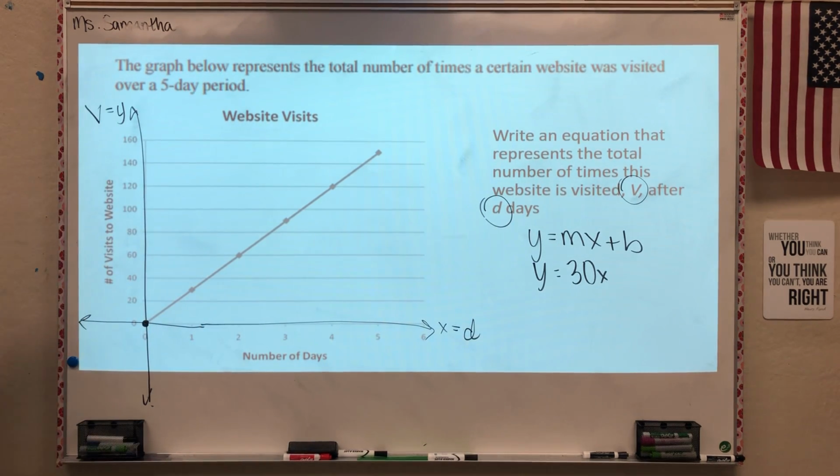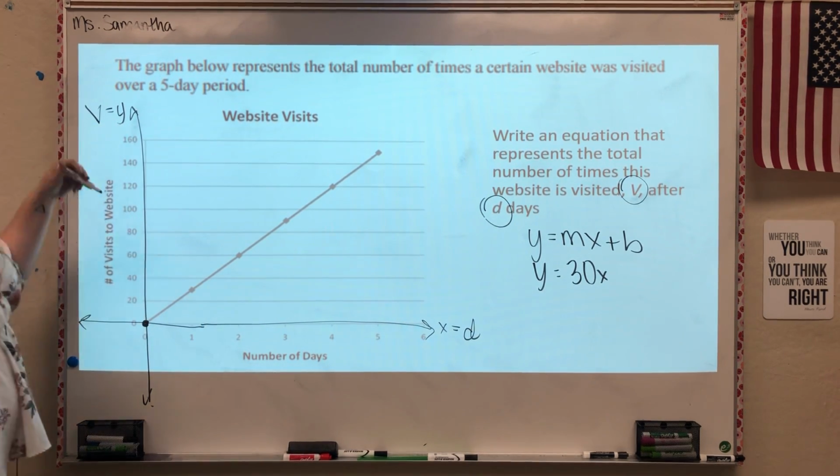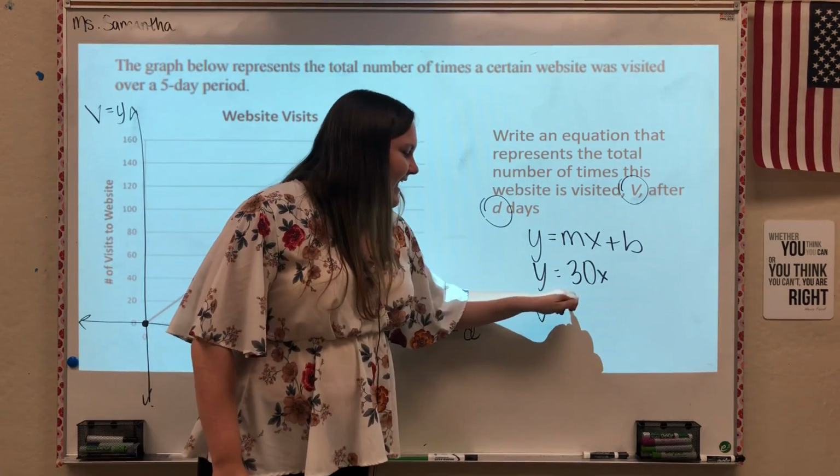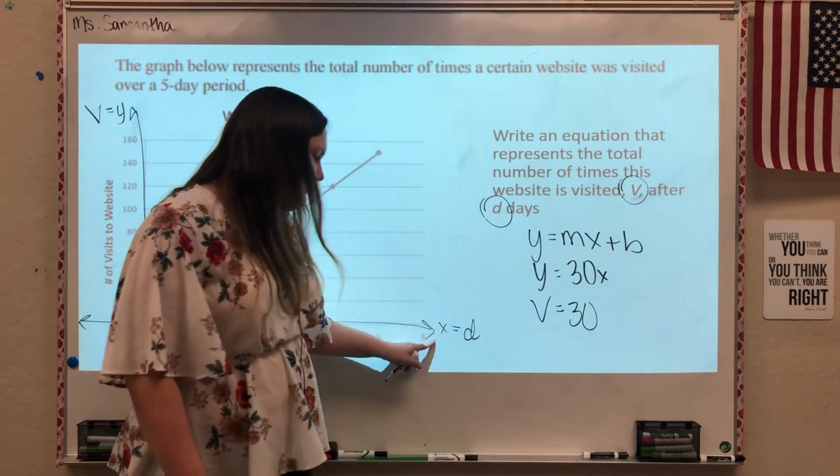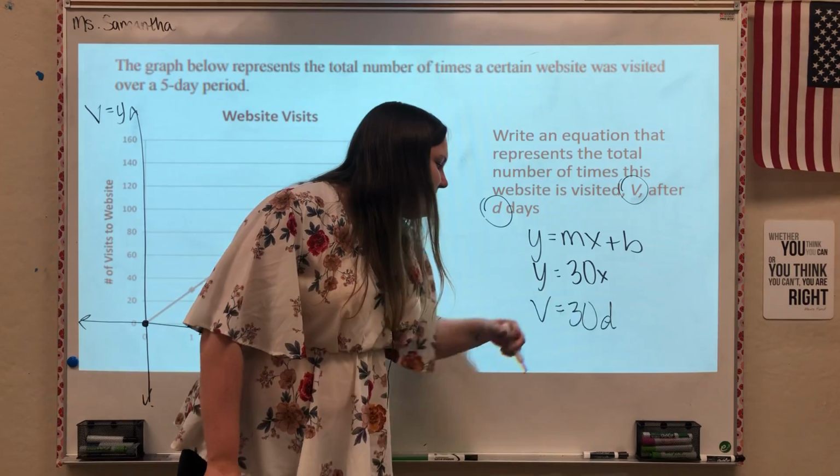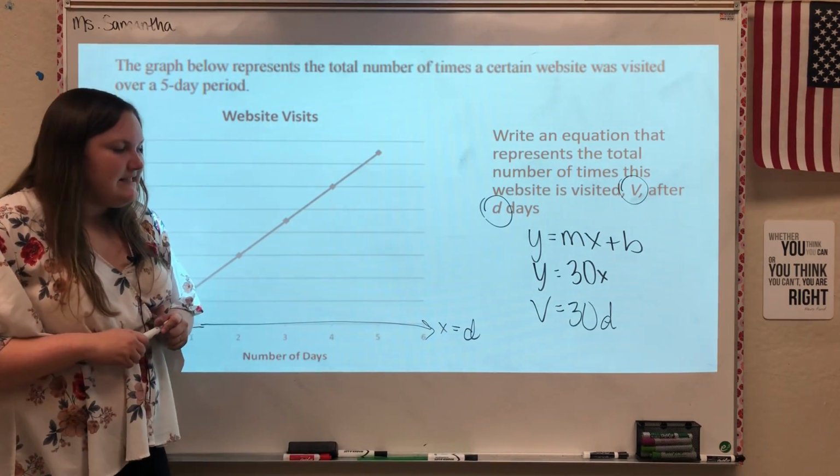Once you've done that, that makes switching them out really easy. I am going to say instead of y, let me use v. And instead of x, let me use d. So we get v equals 30d.